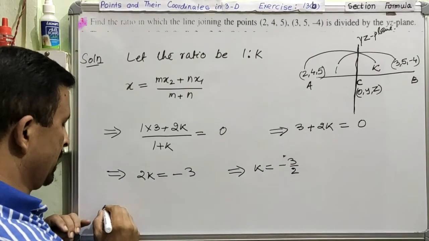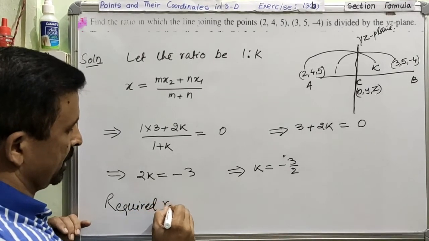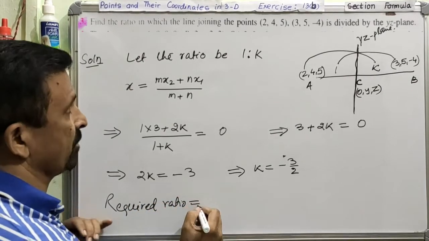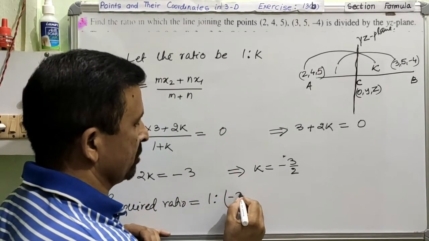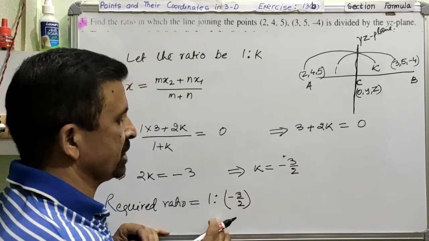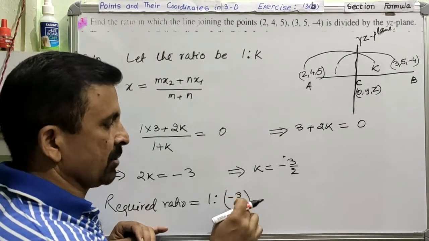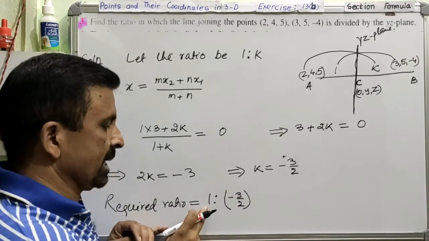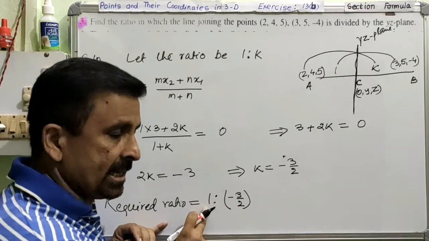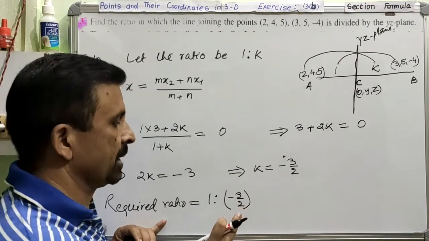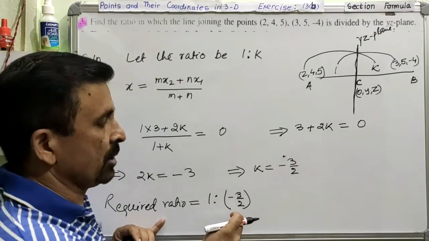So therefore, the required ratio is equal to 1 is to k, and k is negative 3 over 2. In this ratio, the first part is called the antecedent. The second part is called the consequent. Clear? Here the consequent is a fraction. Sometimes the antecedent will be a fraction, sometimes the consequent can be a fraction.